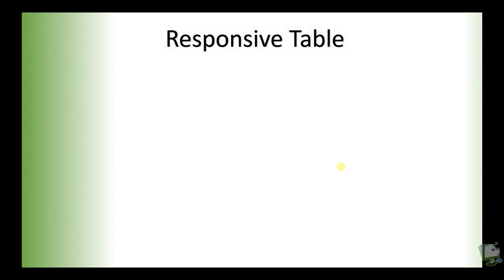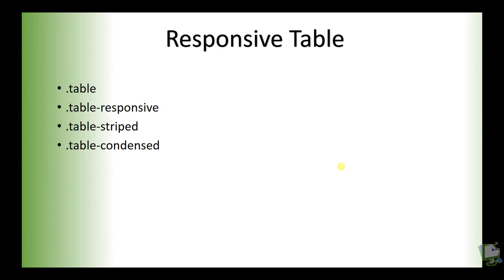Tables are used to display structured data in the form of rows and columns. Bootstrap provides different classes to work with the table type. We have classes table-responsive, table-striped, table-condensed, and table-hover. These classes provide different effects to the table.